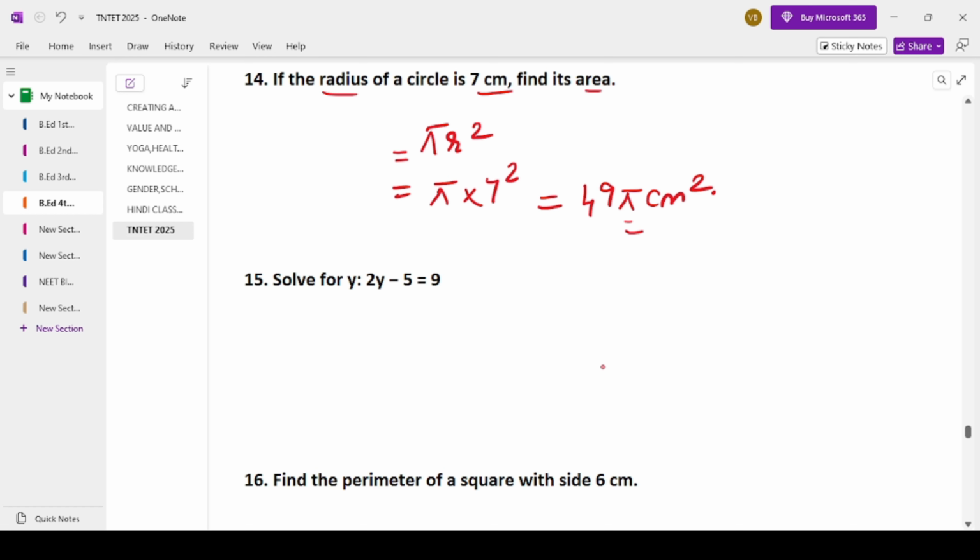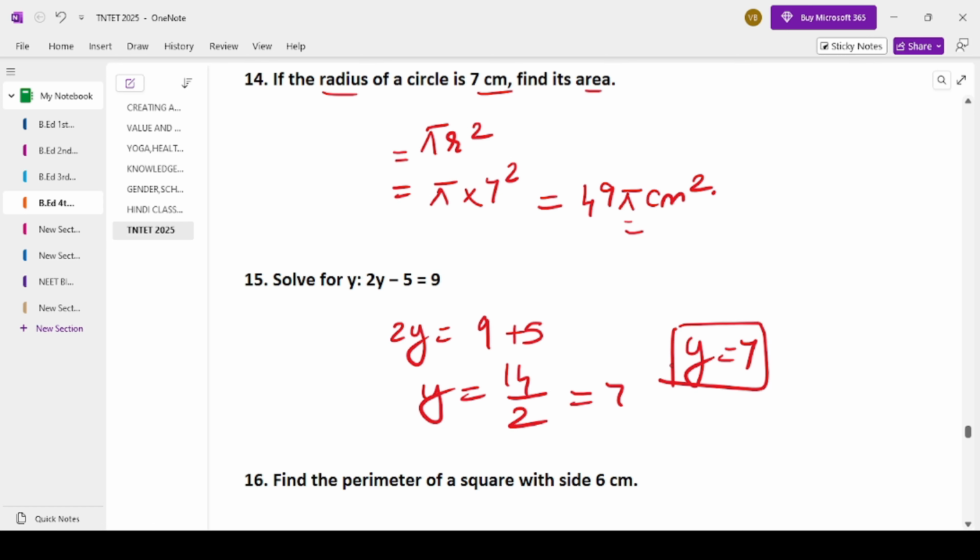ஸோ solve for y: y is equal to 2y minus 5. ஸோ இது எப்படி பண்ணுறதுன்னு பார்க்கலாம். ஸோ இதை வந்து ஜஸ்ட் முன்னாடி இதே மாதிரி சம் பார்த்தோம்ல அதே மாதிரி தான் நம்பர்ஸ்லாம் ஒரு சைடாக கொண்டு வந்துடணும். ஸோ 9 plus 5 வரும். ஸோ y is equal to 14 divided by 2, you will be getting 7, which is the y value, which is a very easy problem.